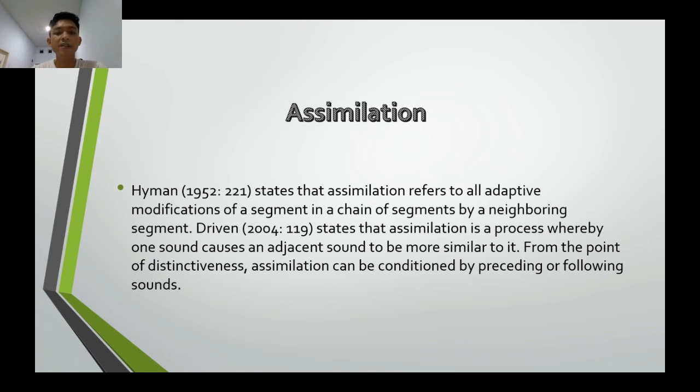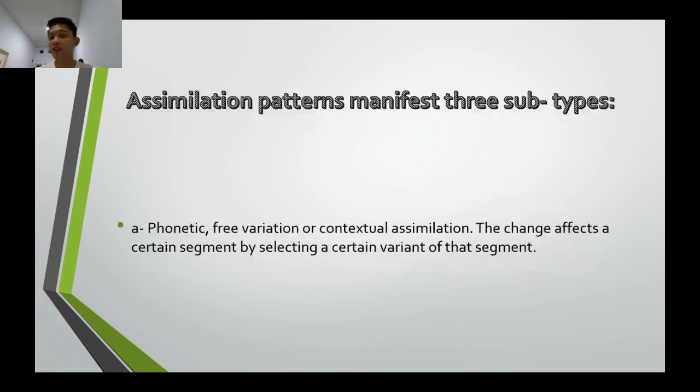Assimilation. Heyman states that assimilation refers to all adaptive modification of a segment in a chain of segments by a neighboring segment. Crystal said that assimilation is a process whereby one sound causes an adjacent sound to be more similar to it. From the point of directionality, assimilation can be conditioned by preceding or following sounds. Assimilation patterns manifest three subtypes: A, phonetic free variation or contextual assimilation.